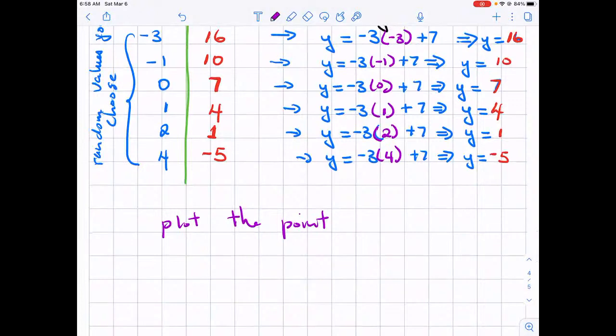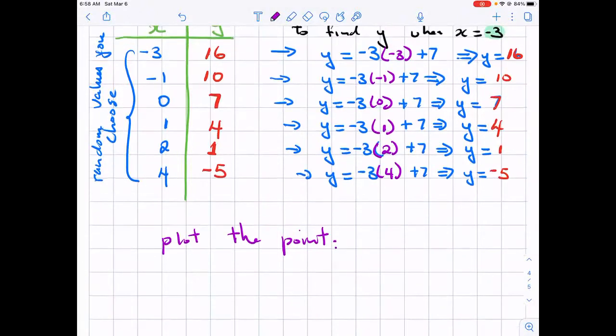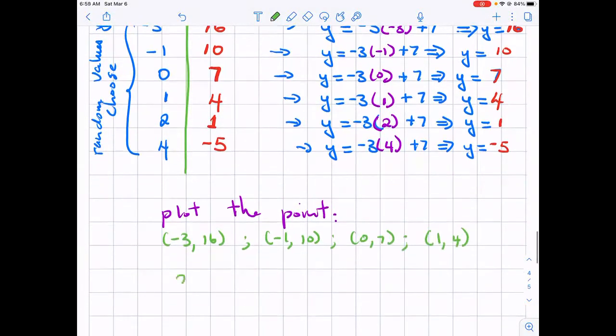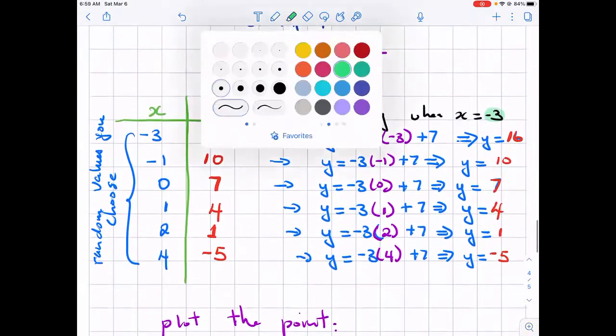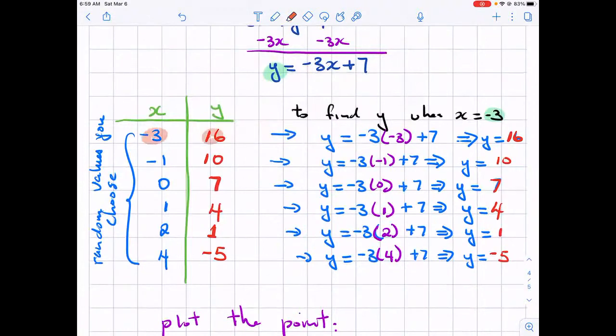Okay. And the points we'll be plotting will be the first point where we have -3, 16. Then we have -1, 10. Then we have 0, 7. Then we have 1, 4. Then we have 2, 1. And 4, -5. Right? So those are the points, because each one of these is an ordered pair, right? Each one of these is an ordered pair. Okay?